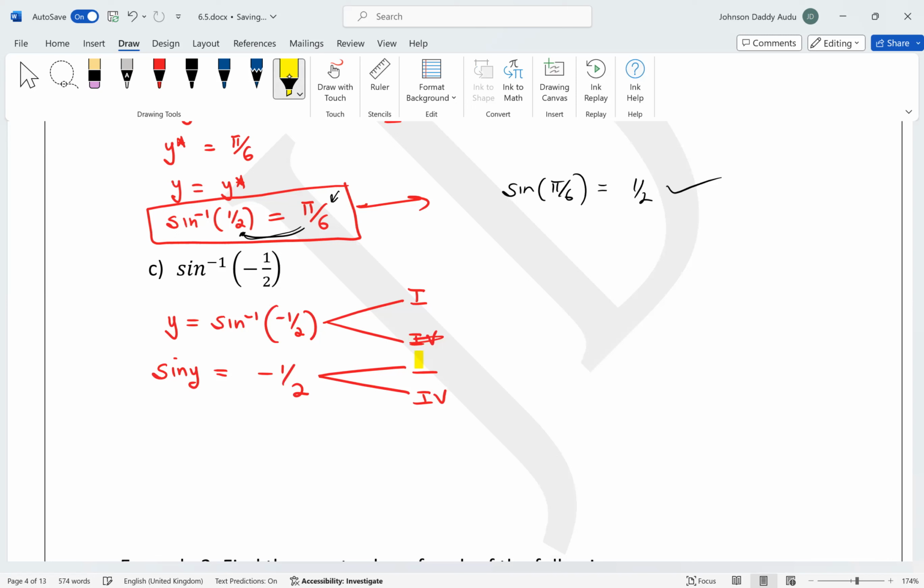So this is the third quadrant, and this is the fourth quadrant. Here we have the first and also the fourth. So what is common now is the fourth quadrant.